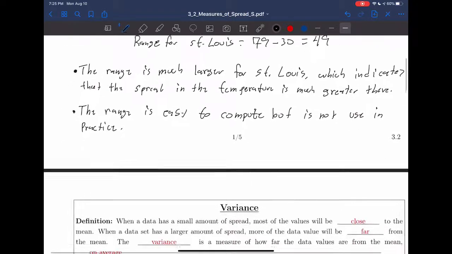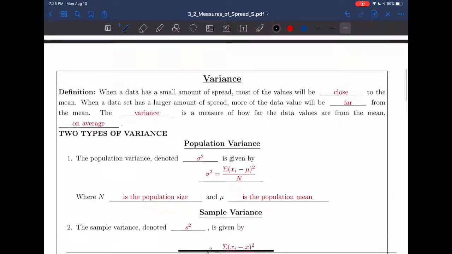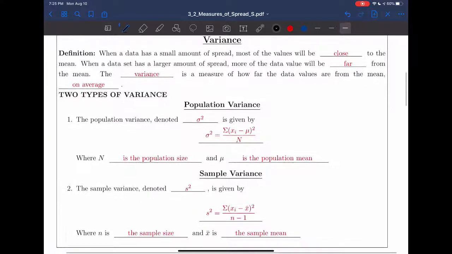So we use something called variance, and what variance does is measure how far away your data values are from the mean. That's important because if your data has a small amount of spread, then most of your values will be really close to the mean. But if your data set has a larger amount of spread, then a lot of your data values are far away from the mean. That's what variance measures: how far away your data values are from the mean on average. So how do we compute this?